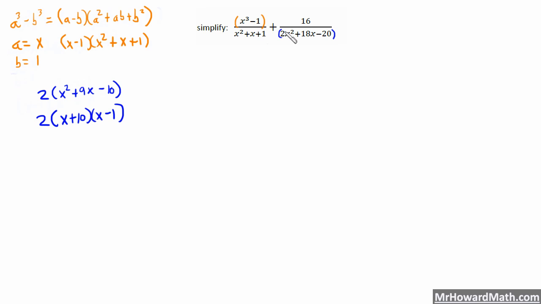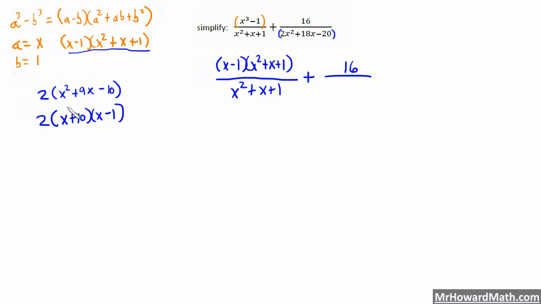Okay, so we're just going to rewrite this whole thing with each component fully factored. Let me back up there. Hold on. It actually gives us, let me fix that, x minus 1, x minus 1, x squared plus x plus 1. So that's this part factored, which we have right here, over x squared plus x plus 1. Remember, this wouldn't factor. Plus 16 over this thing factored to this right here, 2x plus 10, x minus 1.